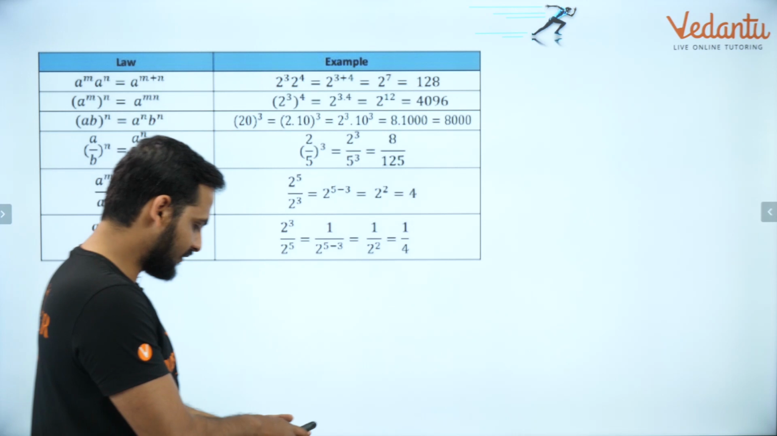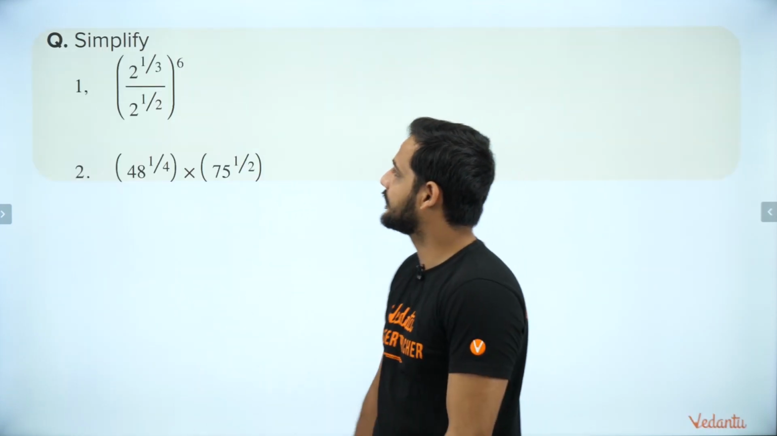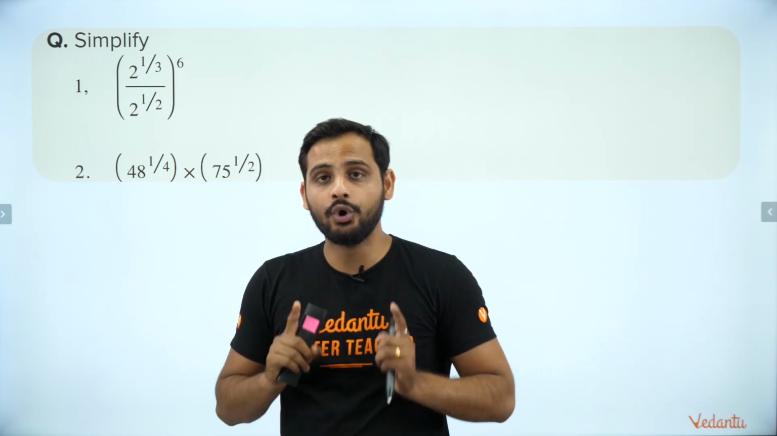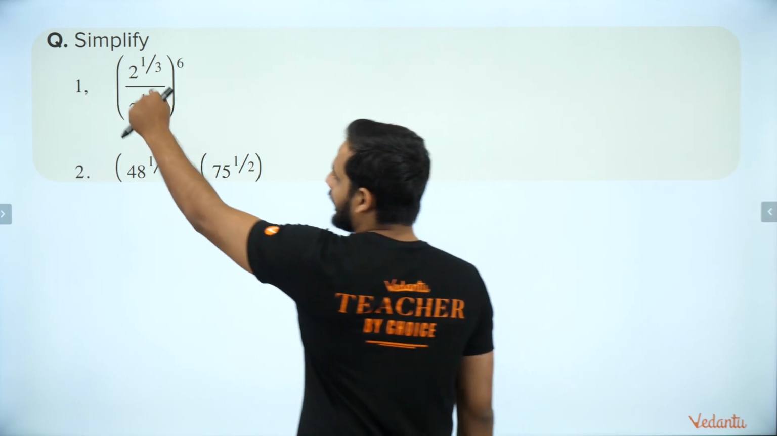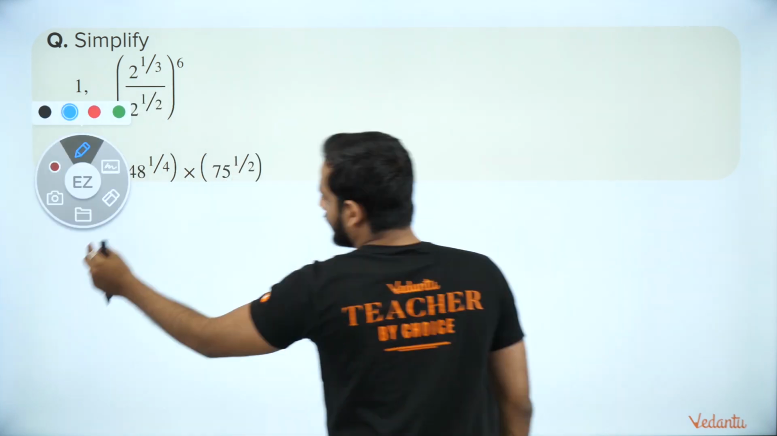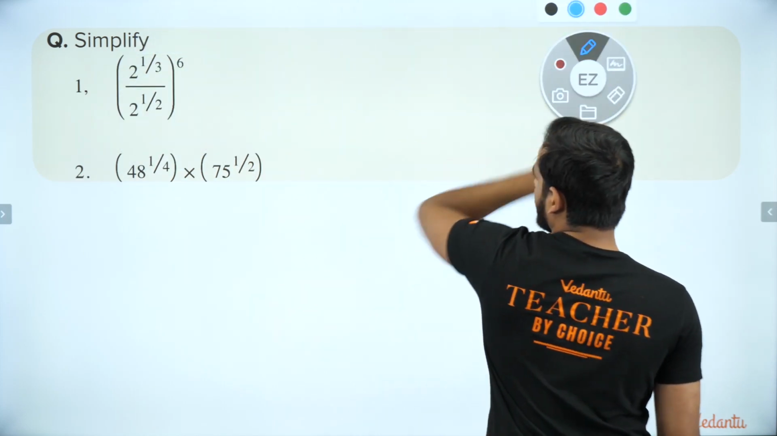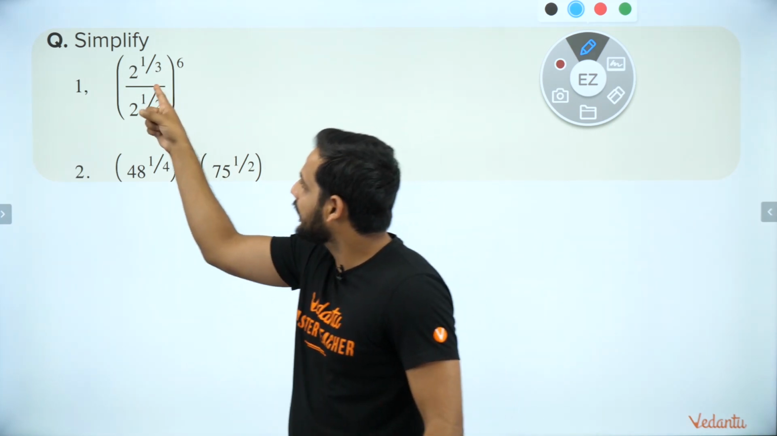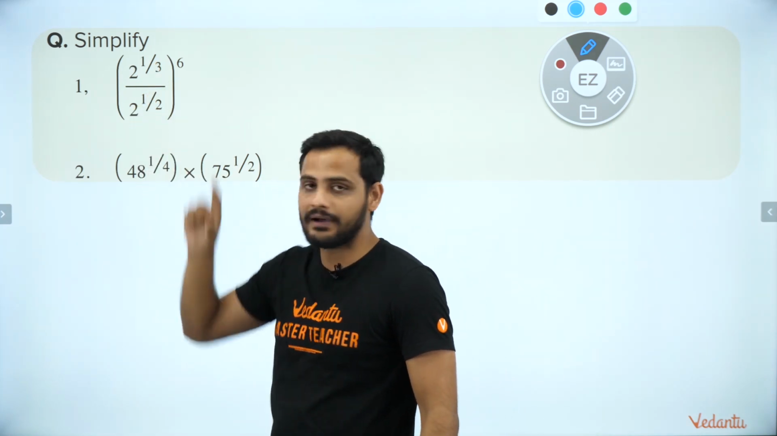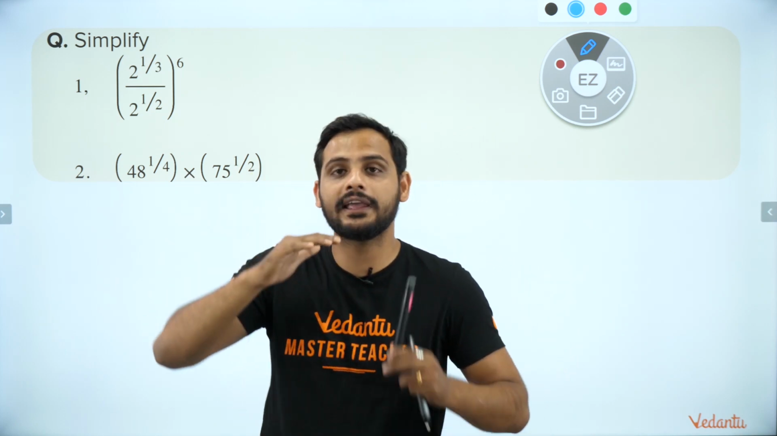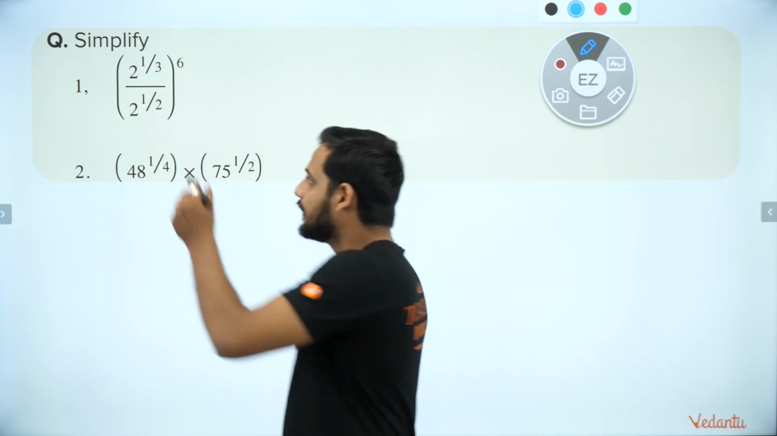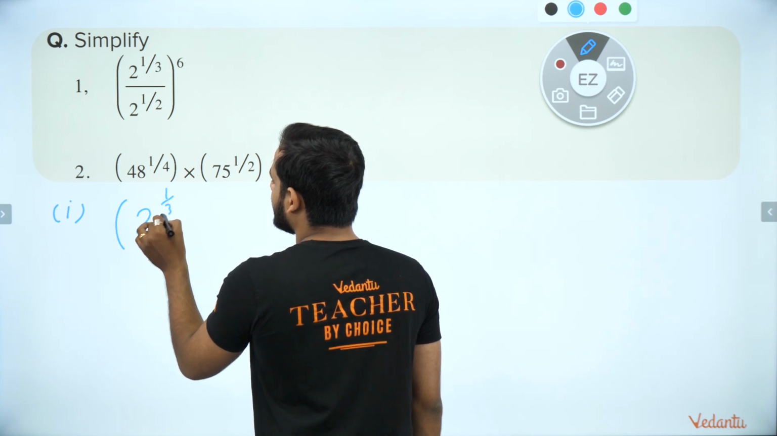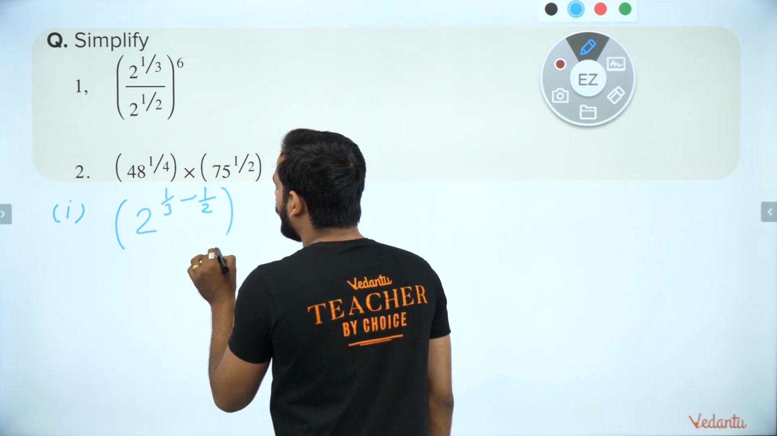Okay, let's move on to the next question. Simplify this part: 2 raised to the power 1 by 3 divided by 2 raised to the power half, whole raised to the power 6. The first operation you can do here: 2 raised to the power 1 by 3 upon 2 raised to the power 1 by 2 is of the form a raised to the power m upon a raised to the power n, which becomes a raised to the power m minus n. So the first part we get is 2 raised to the power 1 by 3 minus 1 by 2, whole raised to the power 6.